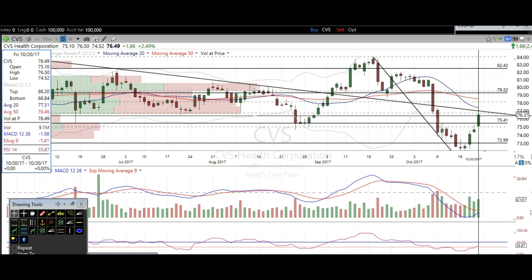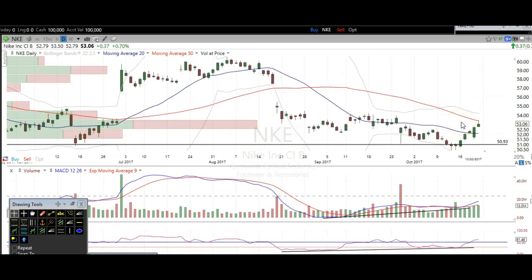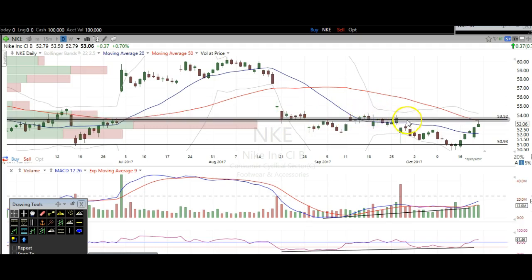But right here, this is a really nice uptrend that we're seeing, and congrats if you've been following along on that CVS trade. The next one we're going to touch on is Nike, and this is another one we called for an upside move. We called for an upside move pretty much right to where it hit, just above $53. That was our minimum target based off of this previous support right here, and now it's resistance right here.